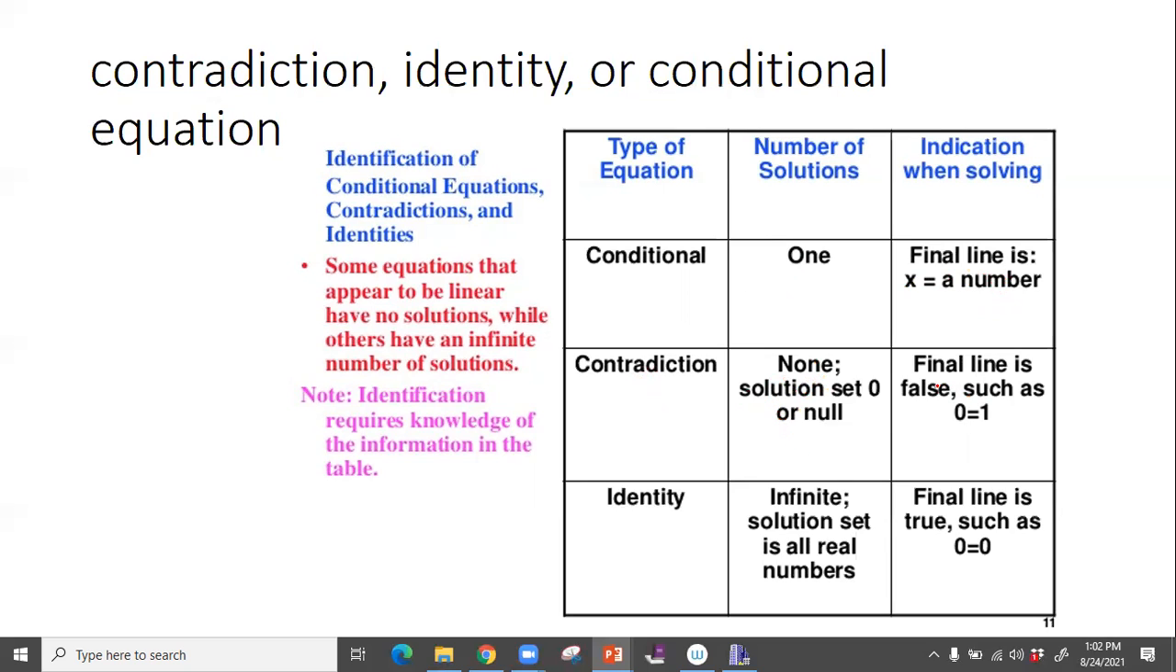That's because it comes down to having a false, invalid statement, such as 0 equals 1. Is that true? No, that's false. So therefore, it's a contradiction equation. And for the most part, we would just write no solution.